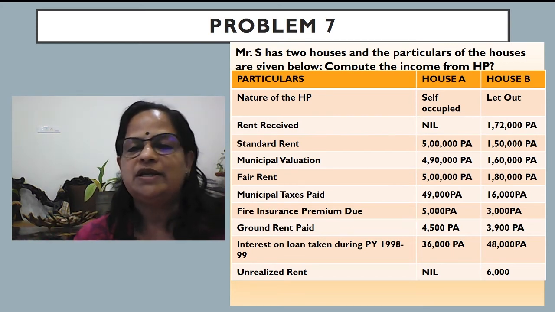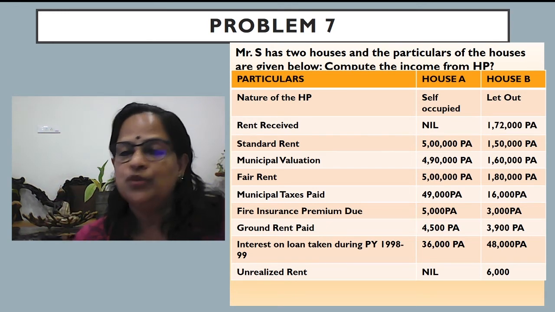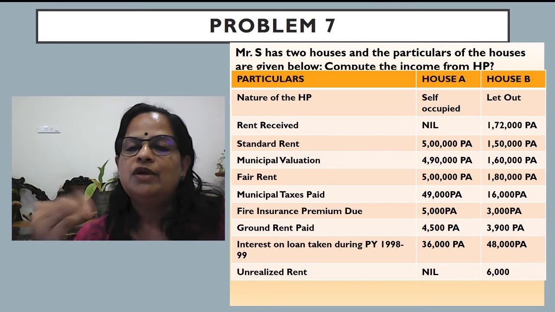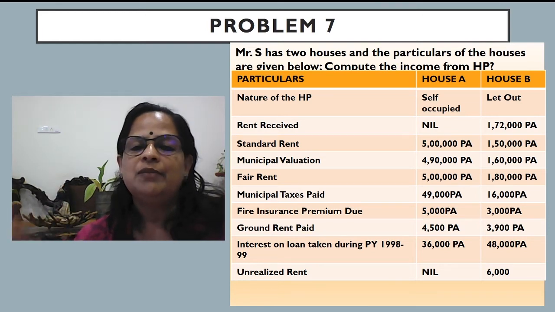Municipal taxes paid 49,000 and 16,000. Fire insurance premium due, anything due, otherwise also fire insurance and all we will not allow. Ground rent not allowed. Interest on loan taken during 98-99.